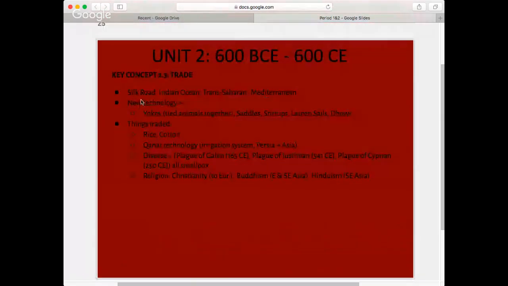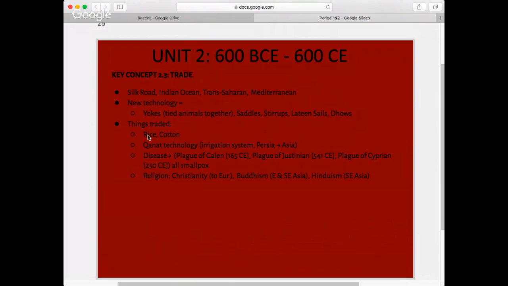So the trade routes, Silk Road, Indian Ocean, Trans-Saharan, Mediterranean. All of these trade routes begin in period 2. And a lot of them start because of new technology. So remember in the Trans-Saharan trade, we talked about those saddles a lot for the camels. In the Silk Road, we talked about the stirrups for the horses. For the Indian Ocean trade, the new sails and the new ships called dhows, which allowed them to sail better. And in the Silk Road, also the yokes, which would tie the animals together so that they could carry more stuff.